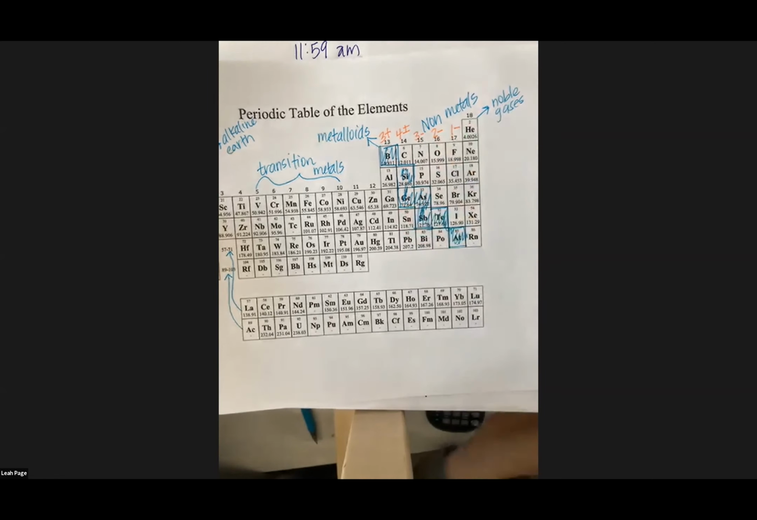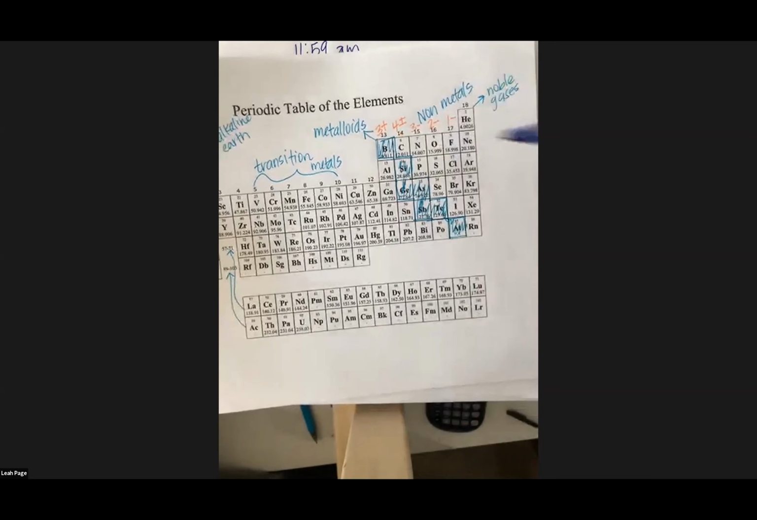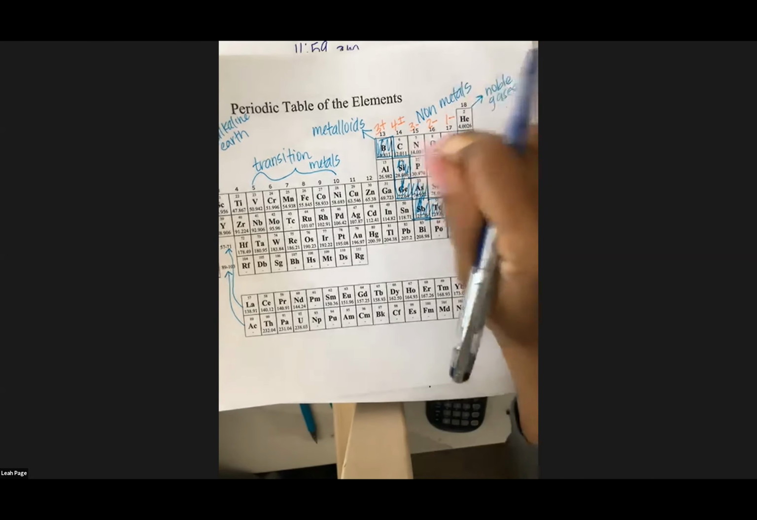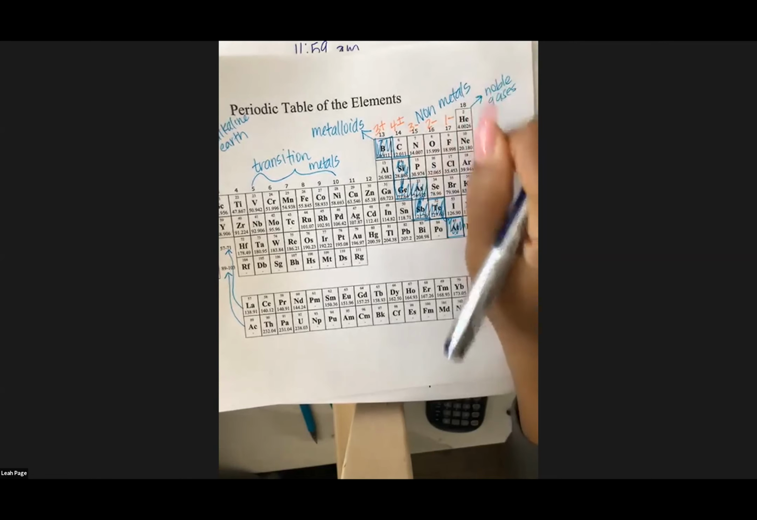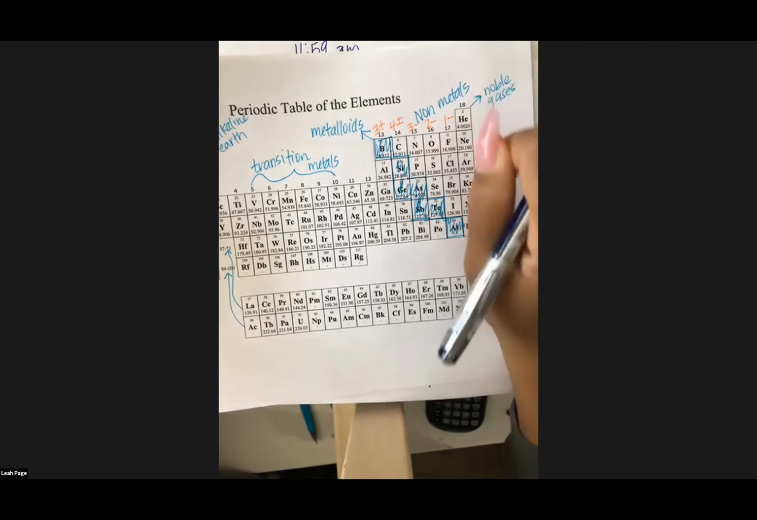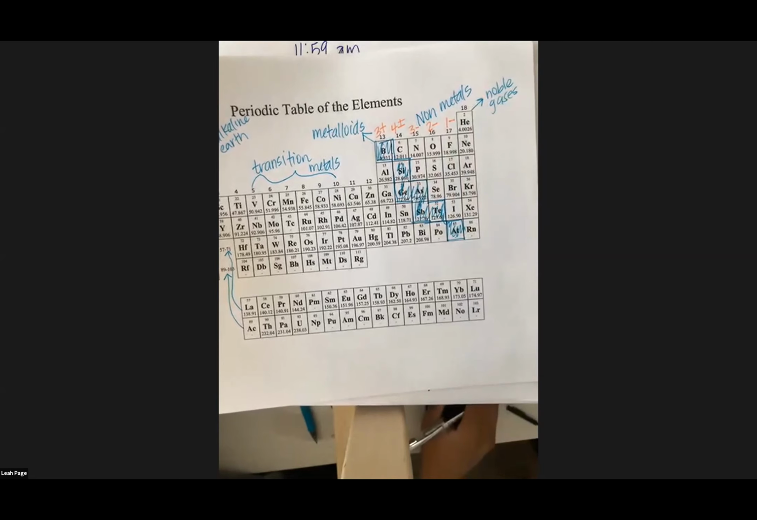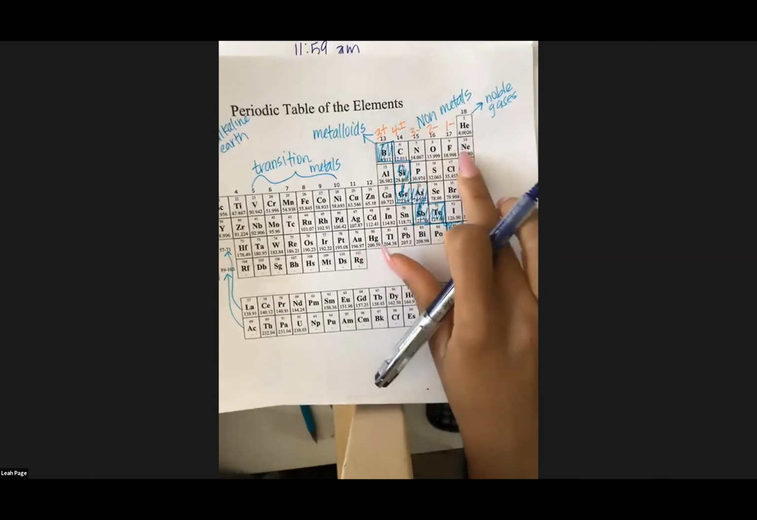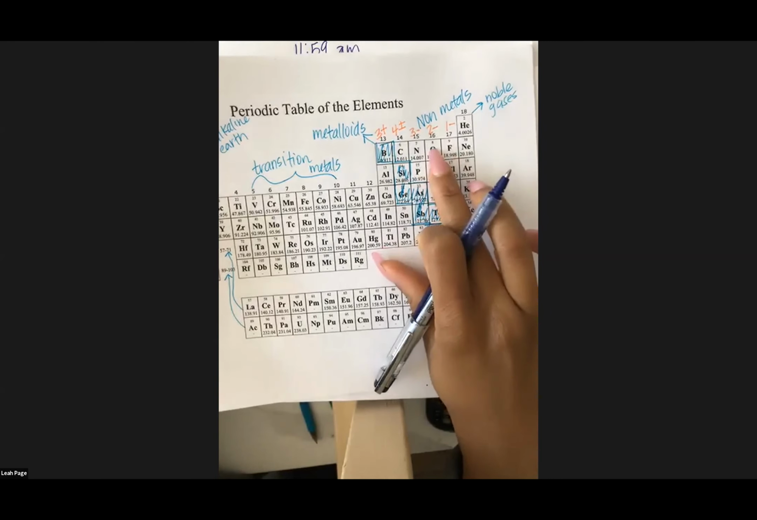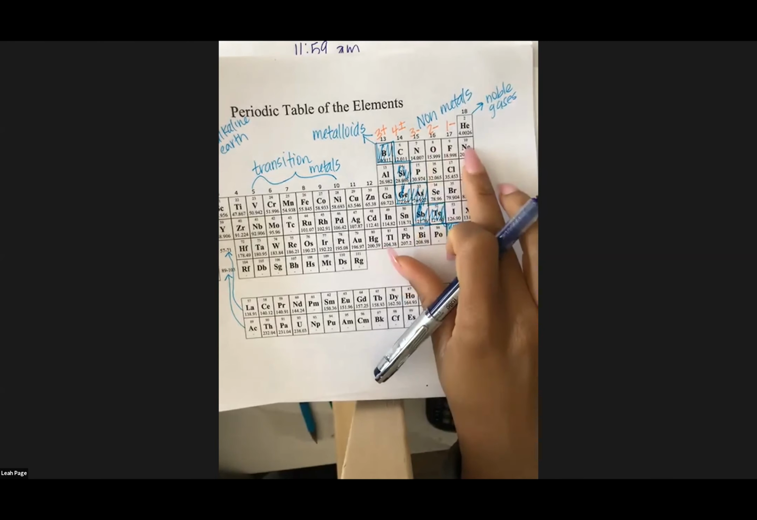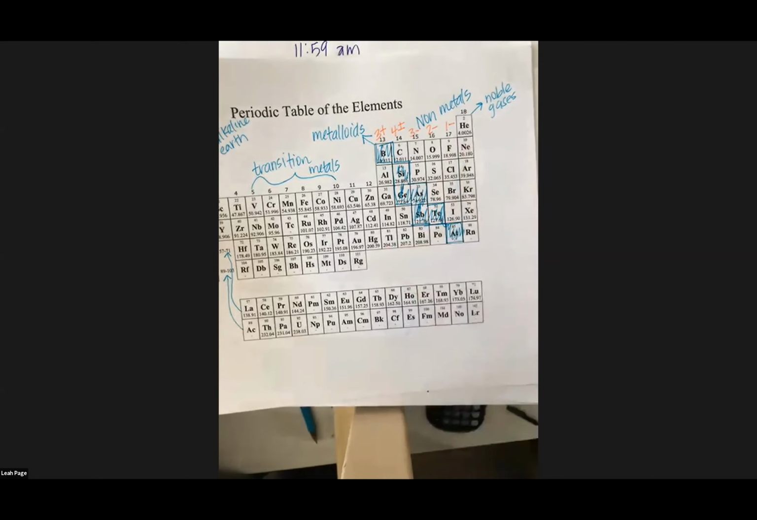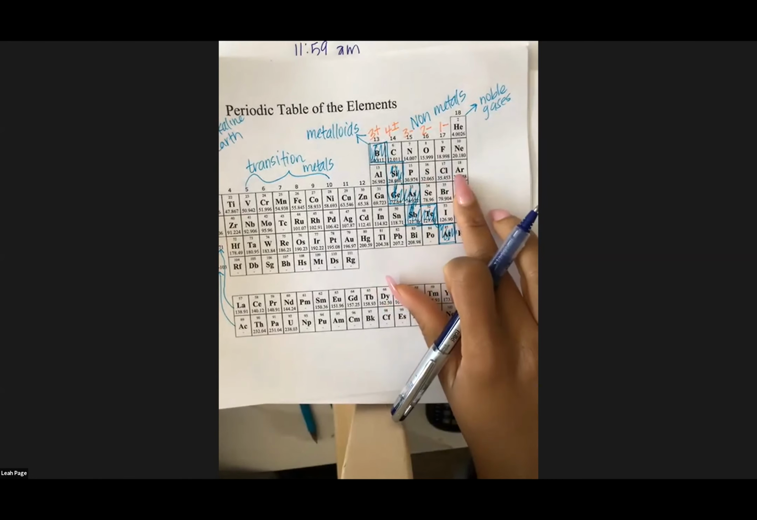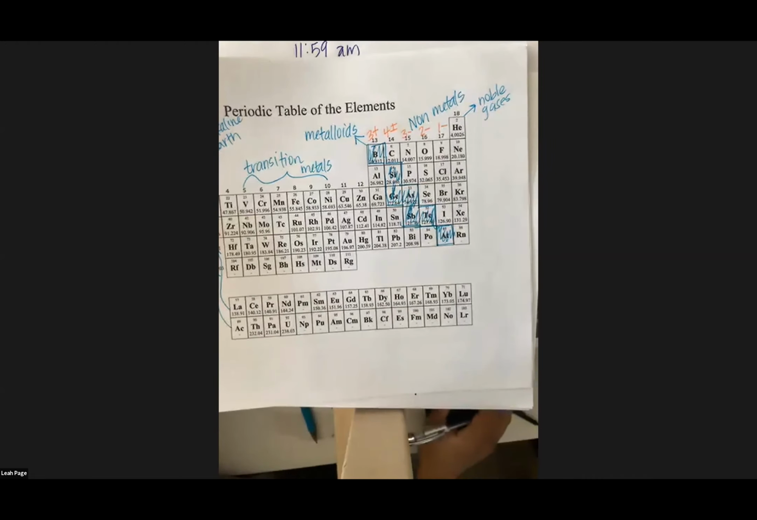ions with a 2 minus charge, meaning that they have 2 extra electrons, because they're 2 columns away from the noble gases, so they want to have 2 more electrons like the noble gases. So for instance, if oxygen's trying to be like neon, it just needs 2 more electrons, like neon has 2 more electrons. Or if sulfur is trying to be like argon, it needs 2 more electrons to be like argon.